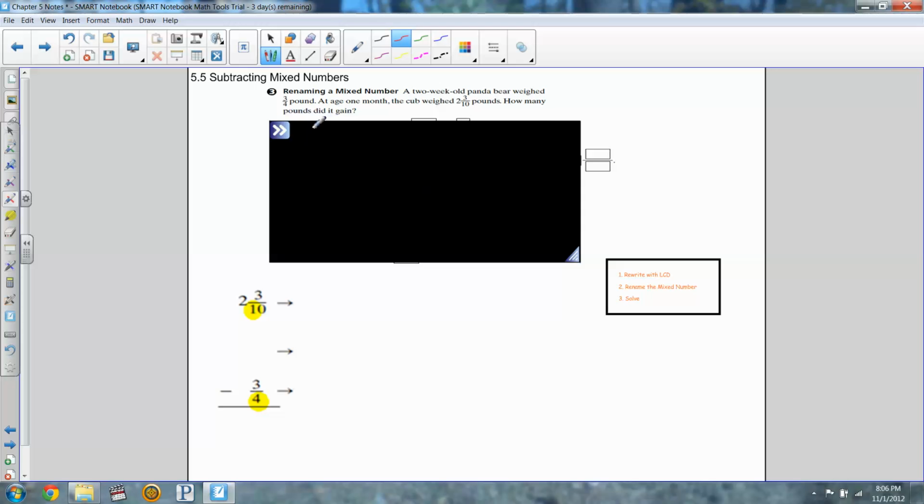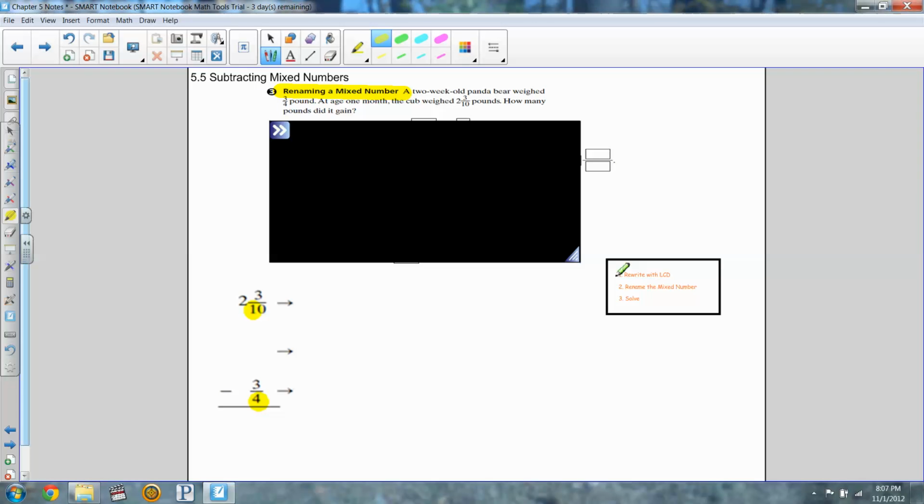Alright, next kind of problem that we might have is renaming a mixed number. Before, in our last problem, we renamed a whole number. Now we're going to rename a mixed number. First step, I don't like the way that your book did it, so we're going to do this off to the bottom right hand side of your example, and we're going to do it a different way, and follow these steps right here.